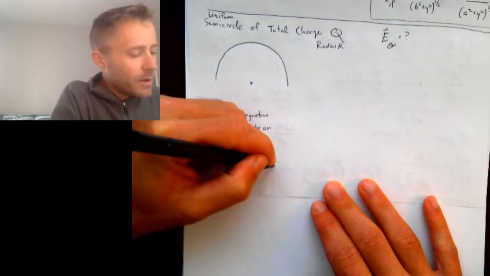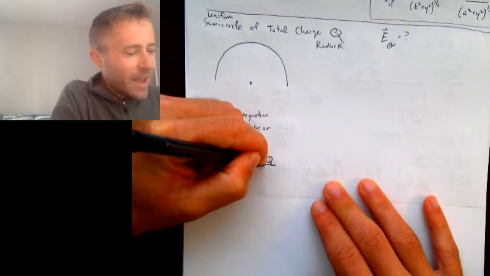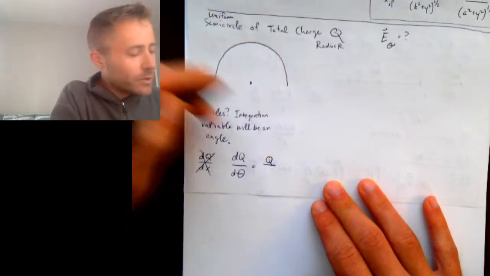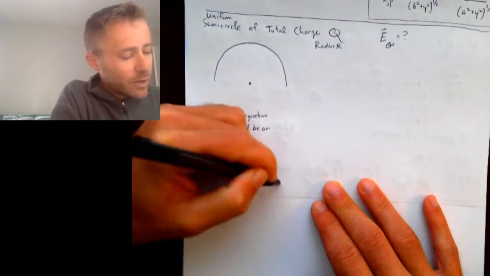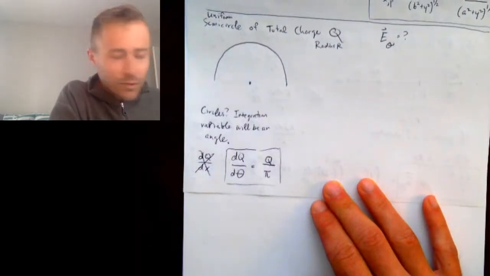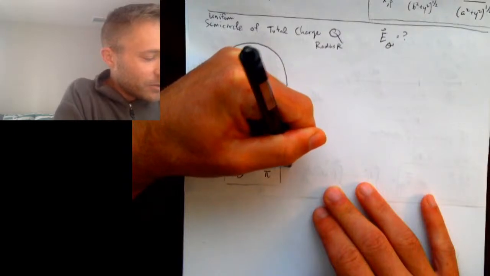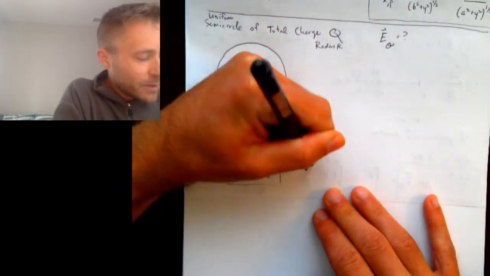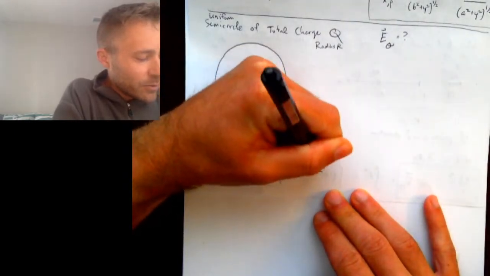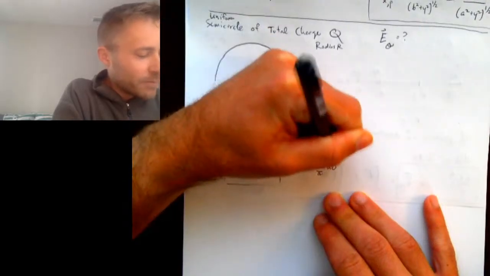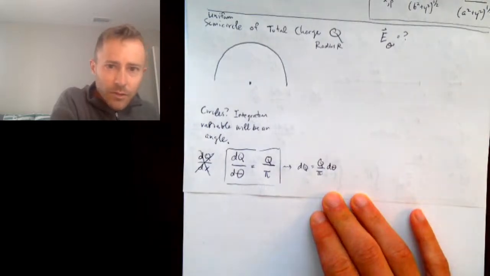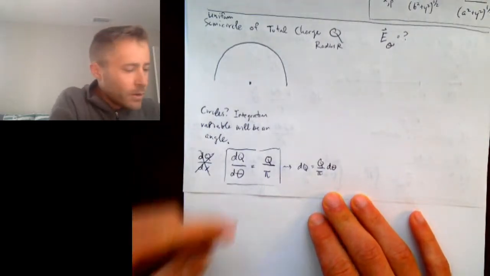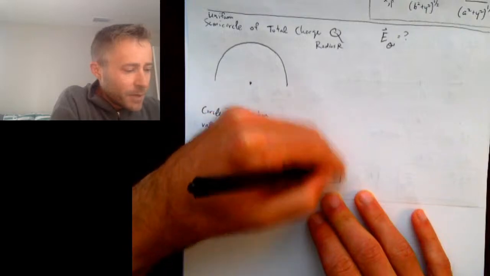All right? And the total amount of angle I have, if it's a semicircle, is pi radians. So this is dq d theta. I'm going to be using that because that means that dq is q over pi times d theta. Okay? So I'm going to be using that.